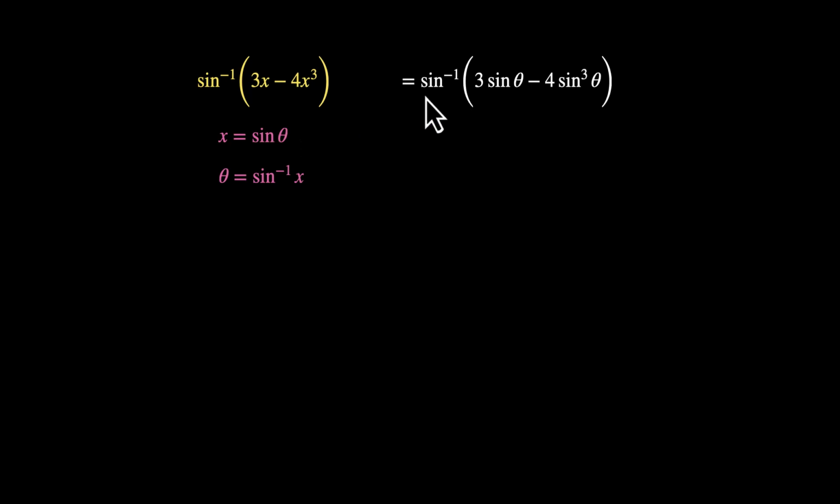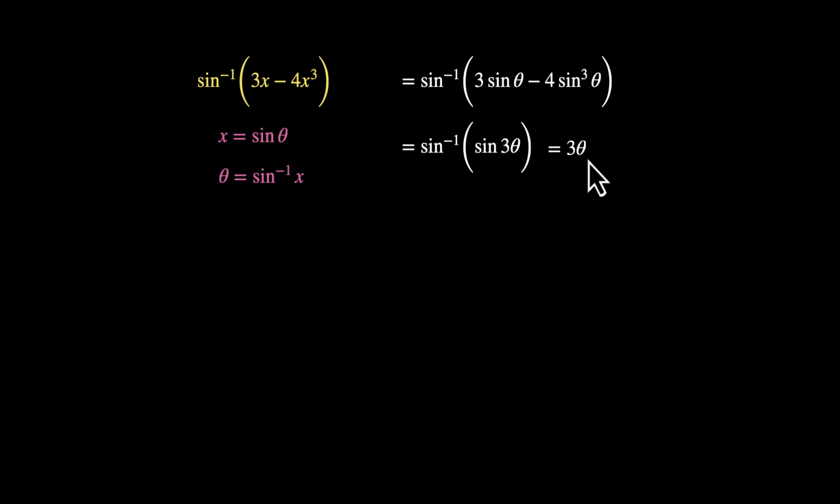Let's see a few more identities. Sine inverse 3x minus 4x cube. What should we replace x with? Pause the video, figure this out. Let's replace x with sine theta. Theta becomes sine inverse x, and this expression becomes sine inverse 3 sine theta minus 4 sine cube theta. This is sine of 3 theta. So we can cancel these two and write this as 3 theta.